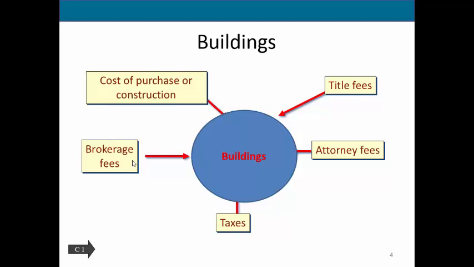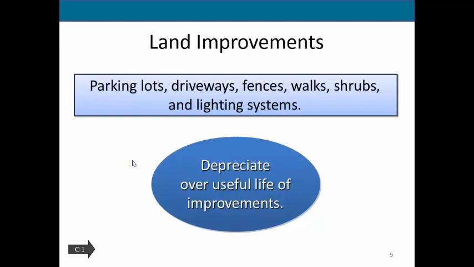So we're going to include those in the value of our original cost. Let's talk about land improvements. We purchase a piece of land, but then we can make improvements upon that land. These are examples like parking lots, driveways. If we put any type of fencing system, walkways, landscaping, or lighting systems, anything like that, these land improvements are going to be added to the value of your asset.